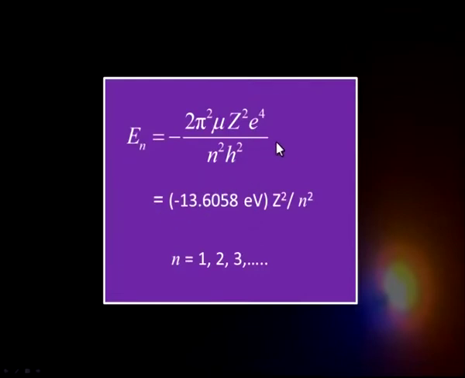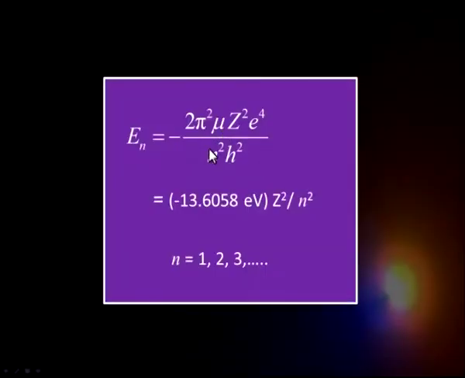If I take Z to be equal to 1 and N also to be equal to 1, that means I am talking about hydrogen atom, and when I take N equal to 1, I am talking about the ground state of hydrogen atom. When I do that, I find that En comes out to be minus 13.6058 electron volt, because this term becomes 1 now. What is the significance of this term?